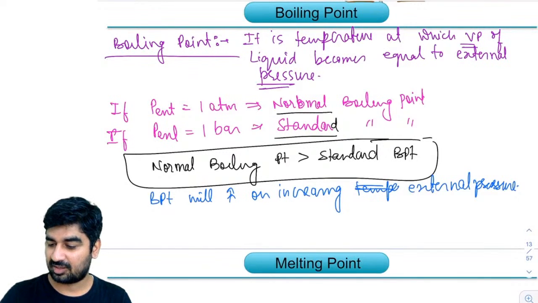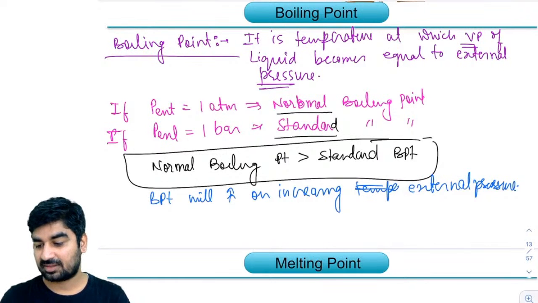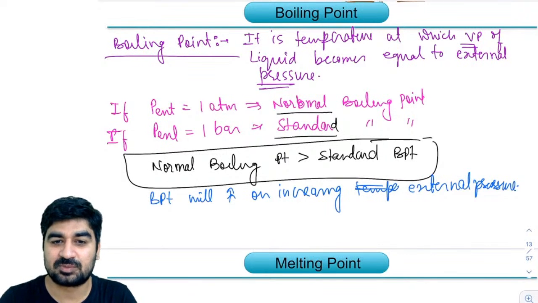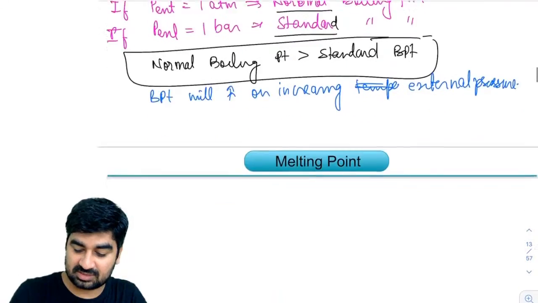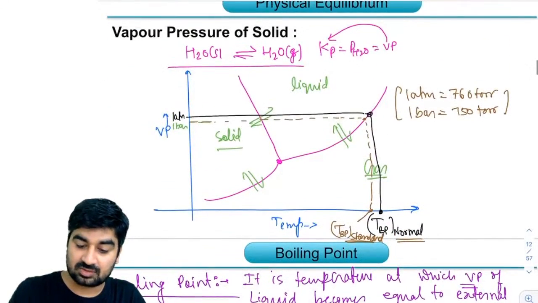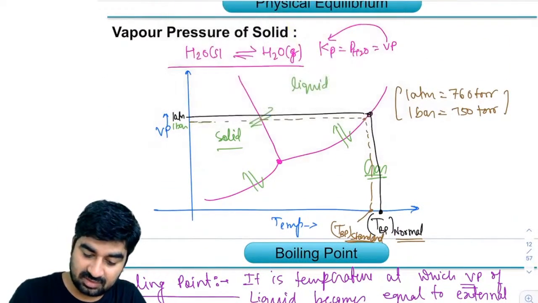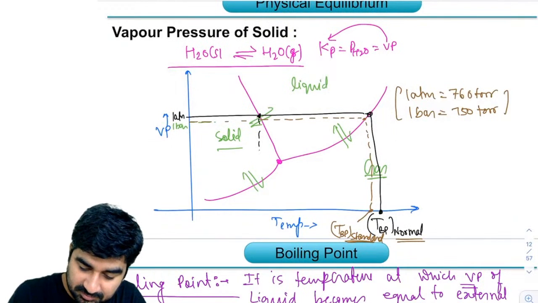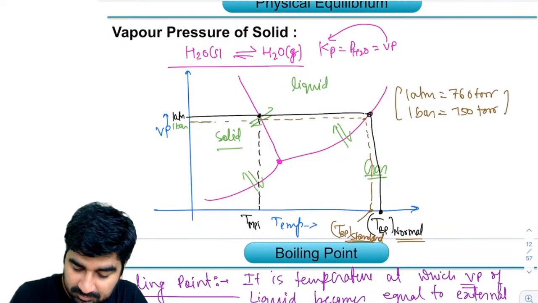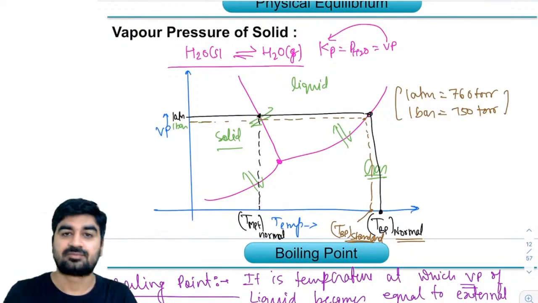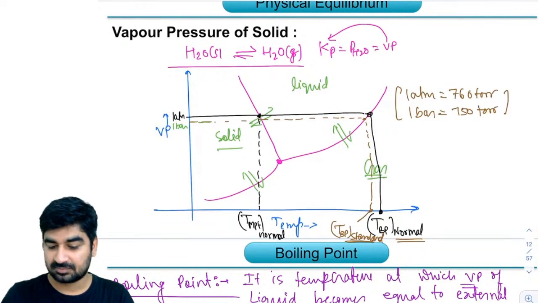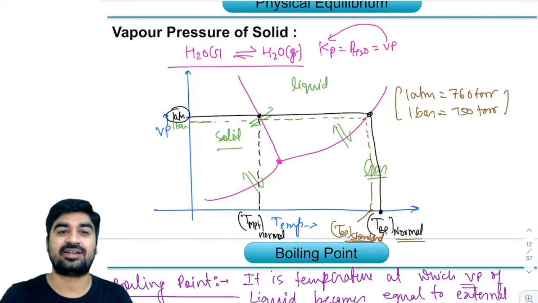Hello everyone. Let's move ahead, guys. So boiling point is done. Now what is the melting point? So guys, I'm telling you in the graph itself, this is the melting point, and we call it normal melting point. Okay guys, because this is the melting point at 1 atm.